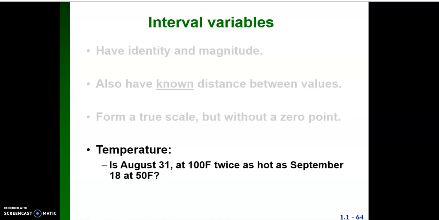So the question here: is August 31st at 100 degrees Fahrenheit twice as hot as September 18 at 15 degrees Fahrenheit? What do you think about this? Is it true? We'll see in the next slide.